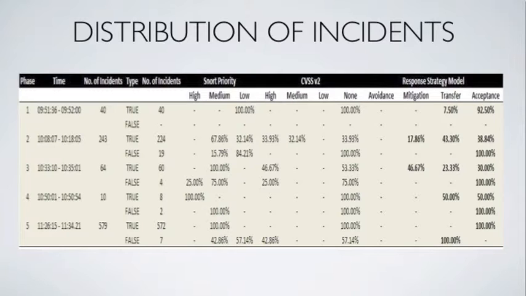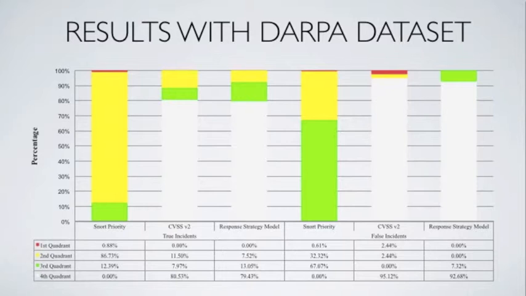And this is some results from our experiments, where you can see the different phases of the DARPA dataset attacks, and the number of incidents categorized in the low, medium and high priorities, true incidents and false incidents. To depict the results better, we have created a graph which shows how true incidents are categorized based just on Snort priority, on CVSS, and with the RSM model. And for the false incidents, we can see Snort priority, CVSS, and the RSM model again.